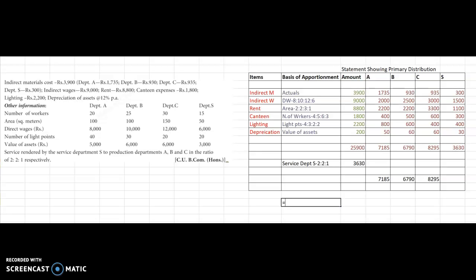So for department A it will be 2 divided by 5 into 3630. So that will be 1452. This will also be 1452, and half of that will be for C, so that is 726, and there's nothing left for S. So that completes our sum, and this is how you would do it. Thank you.